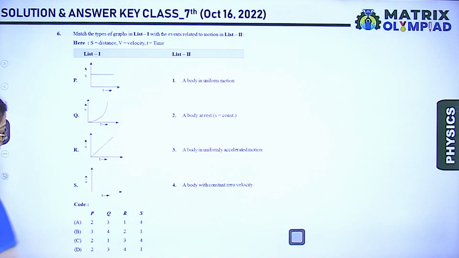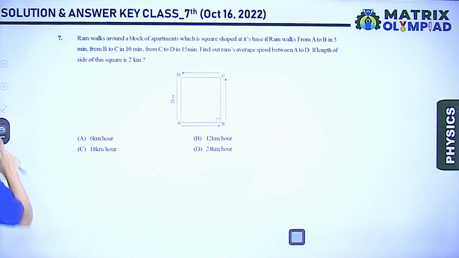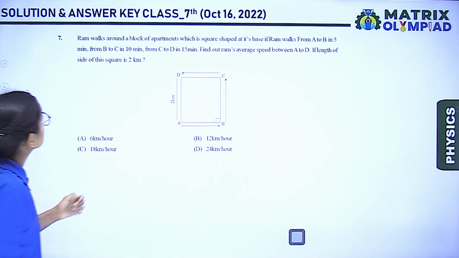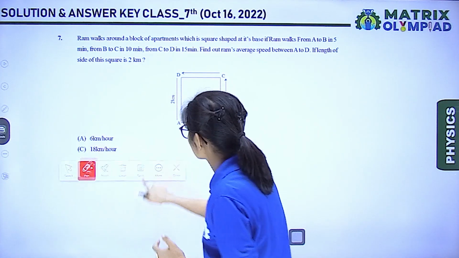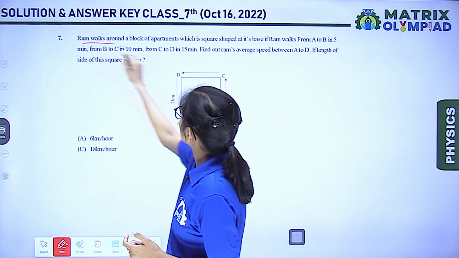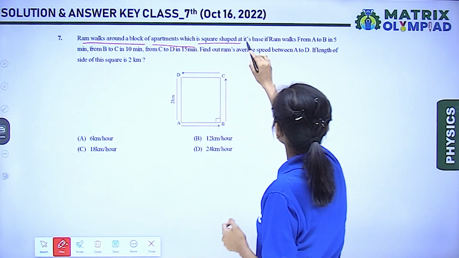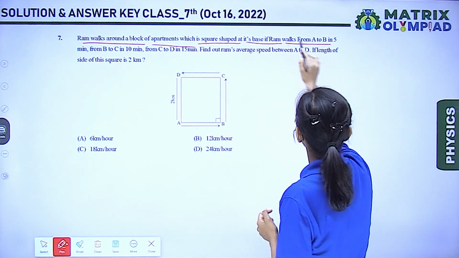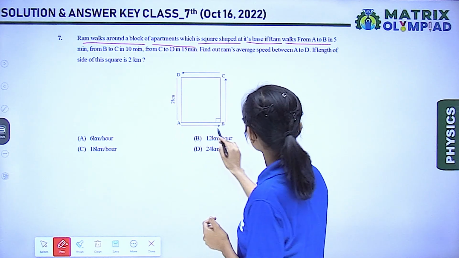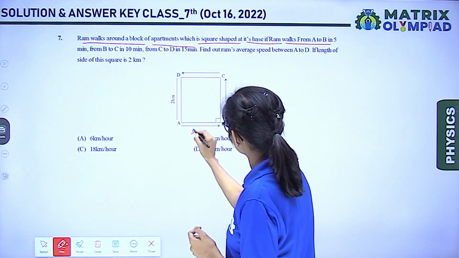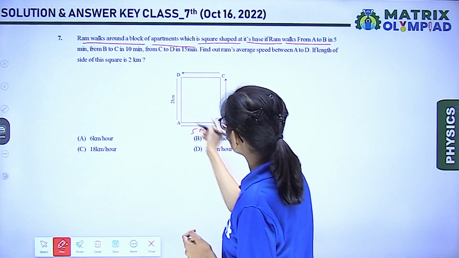Now let's come to question number 7. What is question number 7? Ram walks around a block of apartments which is a square shape. If Ram walks from A to B in 5 minutes, then B to C.